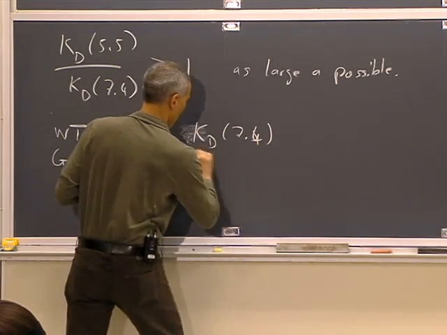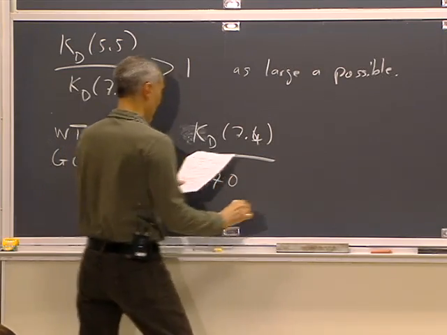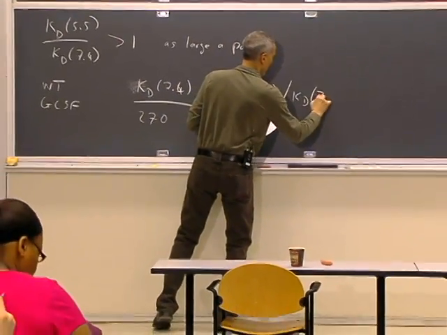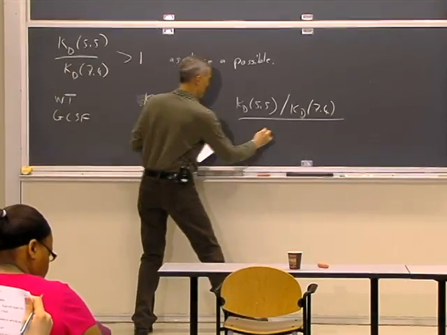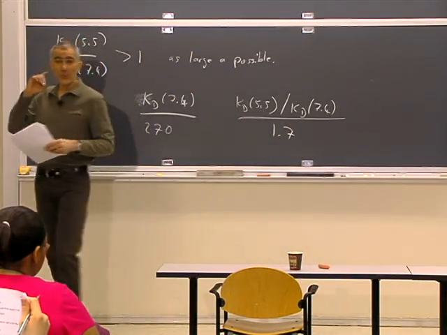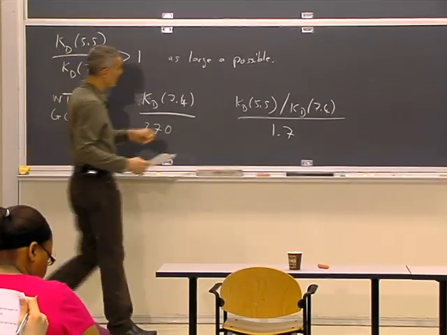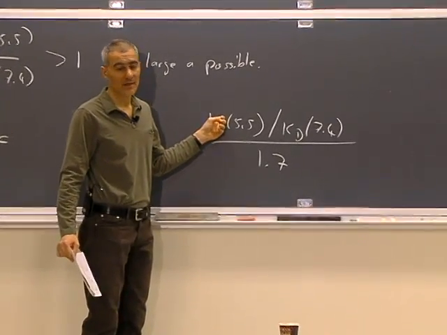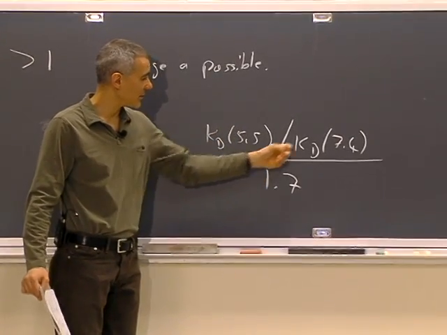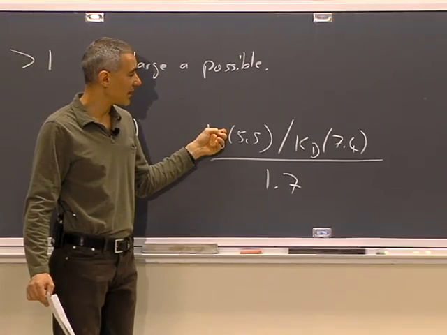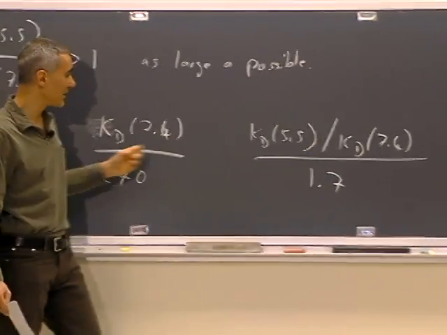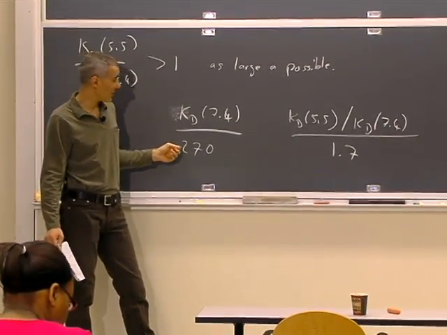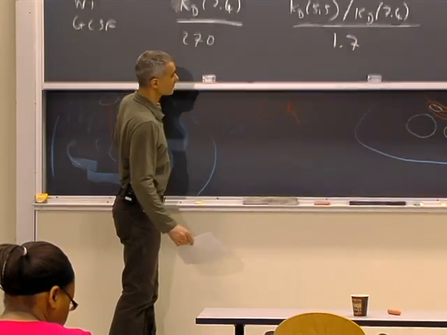At 7.4 it has a KD of roughly 270, and the ratio of KD at pH 5.5 to 7.4 is 1.7. So it's a little bit weaker binding at 5.5. Remember, large KD means weak binding. Small KD means tight binding. Right? So the fact that KD at 5.5 is bigger than KD at 7.4 means that it's slightly weaker binding at 5.5 than 7.4. So this is sort of the baseline that the protein designers had to deal with. So everything gets compared to this guy here.